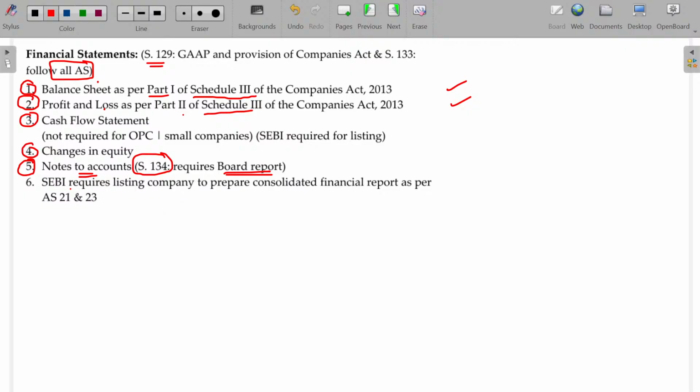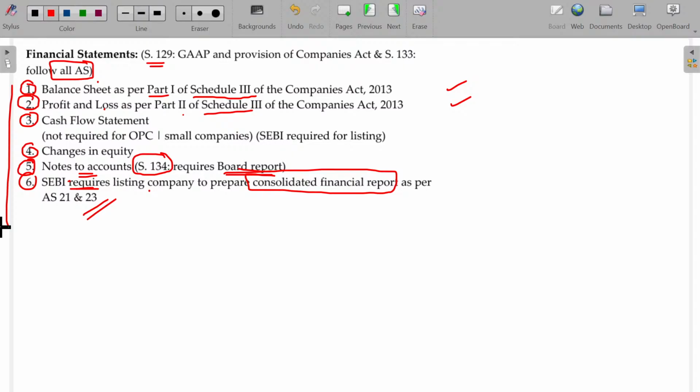Apart from that, SEBI requires a listed company to prepare consolidated financial statements, CFS also, as per AS number 21 and 23. For AS 21 and 23, one is having full control, another is the substantial interest you have. So these two will be consolidated in a single form, which is to be prepared as per SEBI's requirement. So all these elements will be there in the financial reports of a listed company.